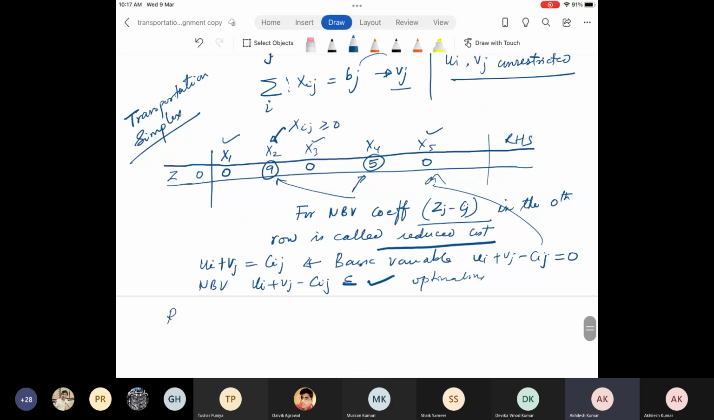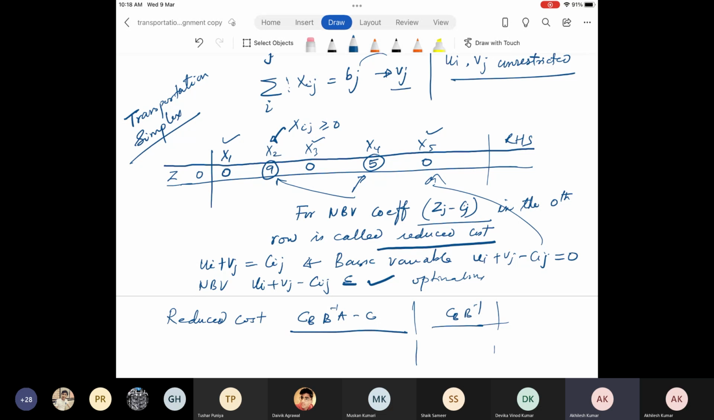For you to remember, reduced cost is nothing but CB B inverse A minus C for the original variables, and CB B inverse for the 0th row, which we write in the revised simplex form.